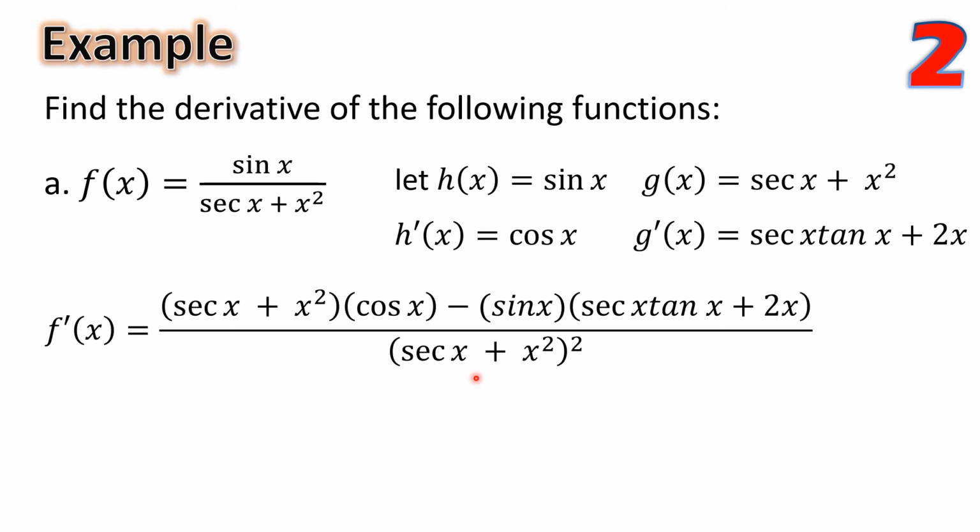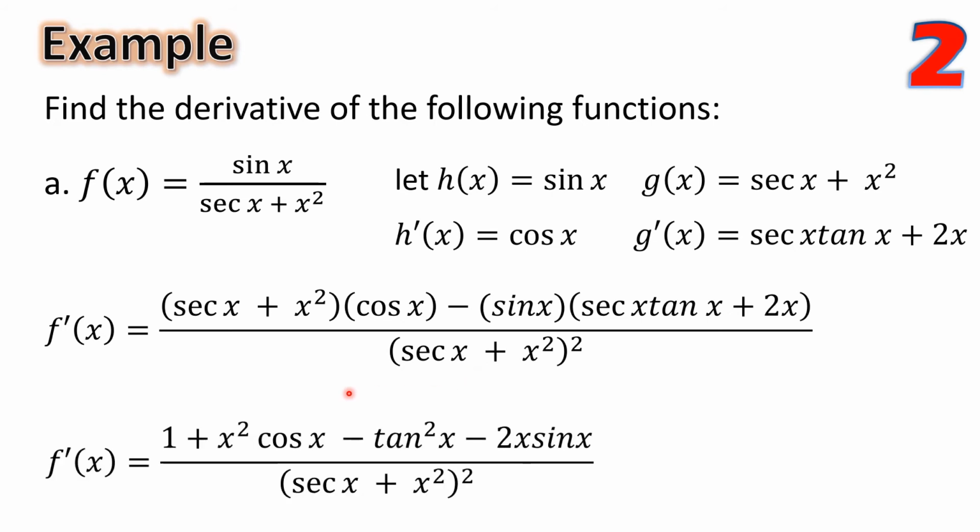Simplifying the terms in the numerator, we have f prime of x is equal to, by distributive property, cosine x times secant x. And since secant x is the reciprocal of cosine x, the product of the two is equal to 1. Secant x times cosine x is equal to 1. Then we have x squared times cosine x.